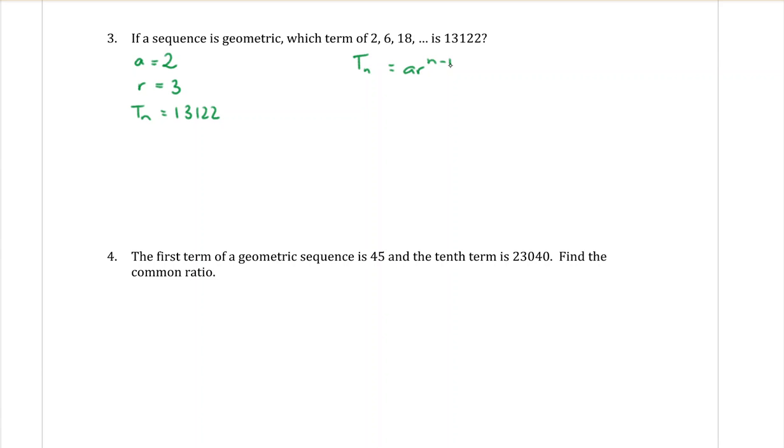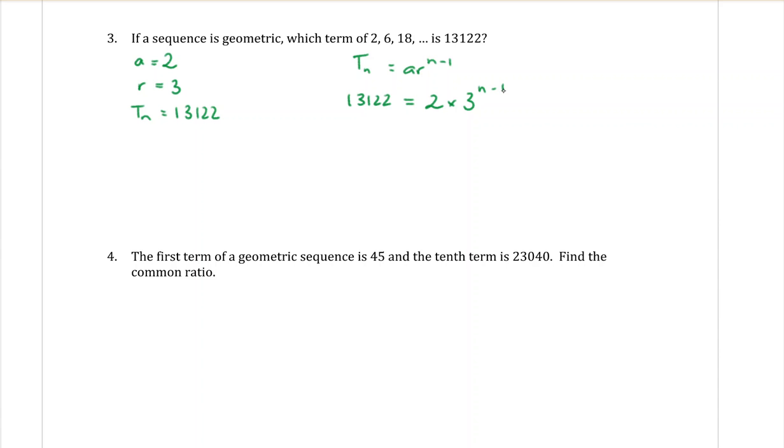The term, subbing it in: 13,122 equals 2 times 3 to the power of n minus 1. A was 2, and R is 3. Don't times the 2 and the 3. I'm going to say that a lot because it happens. People try to do it. Don't do it. To get that n, I want to solve for the n.